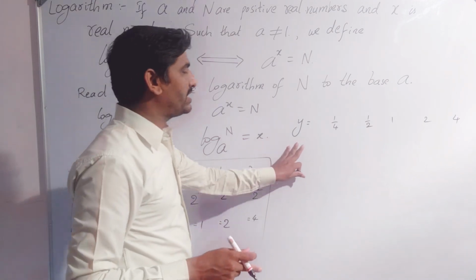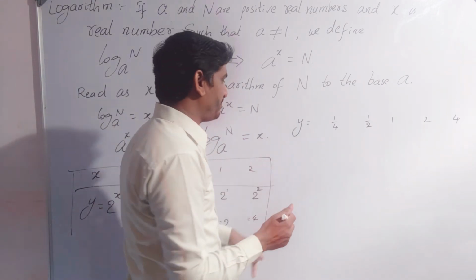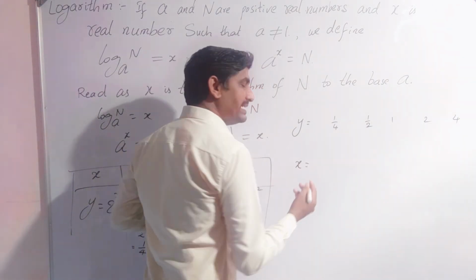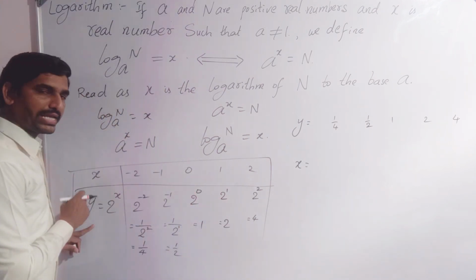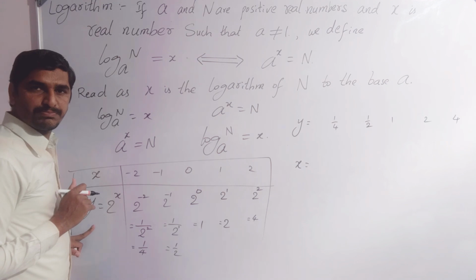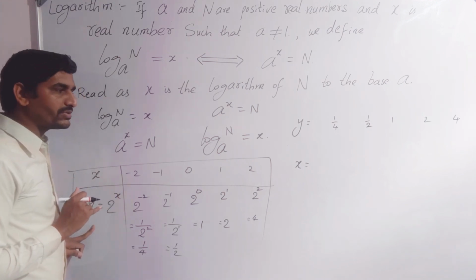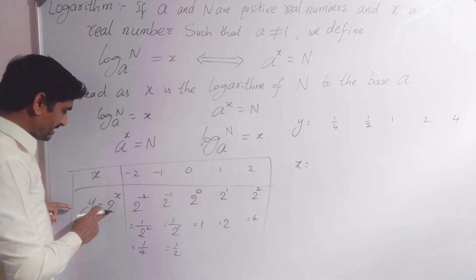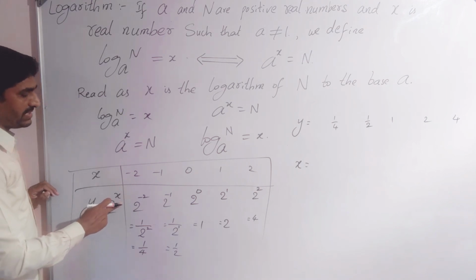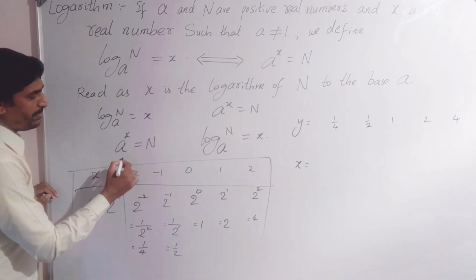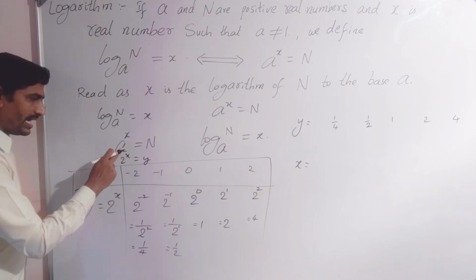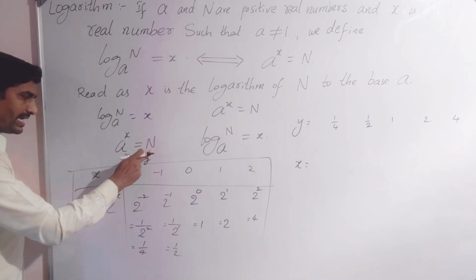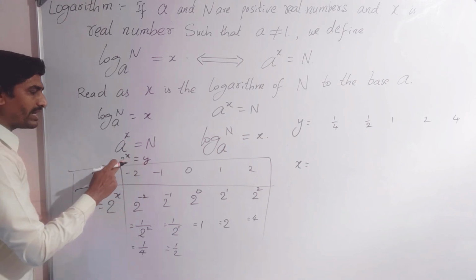Now here, x should be in terms of y. How is it? 2 power x equals y. How can we write that x? Like a power x means 2 power x, and n is nothing but y. How can we write that now?